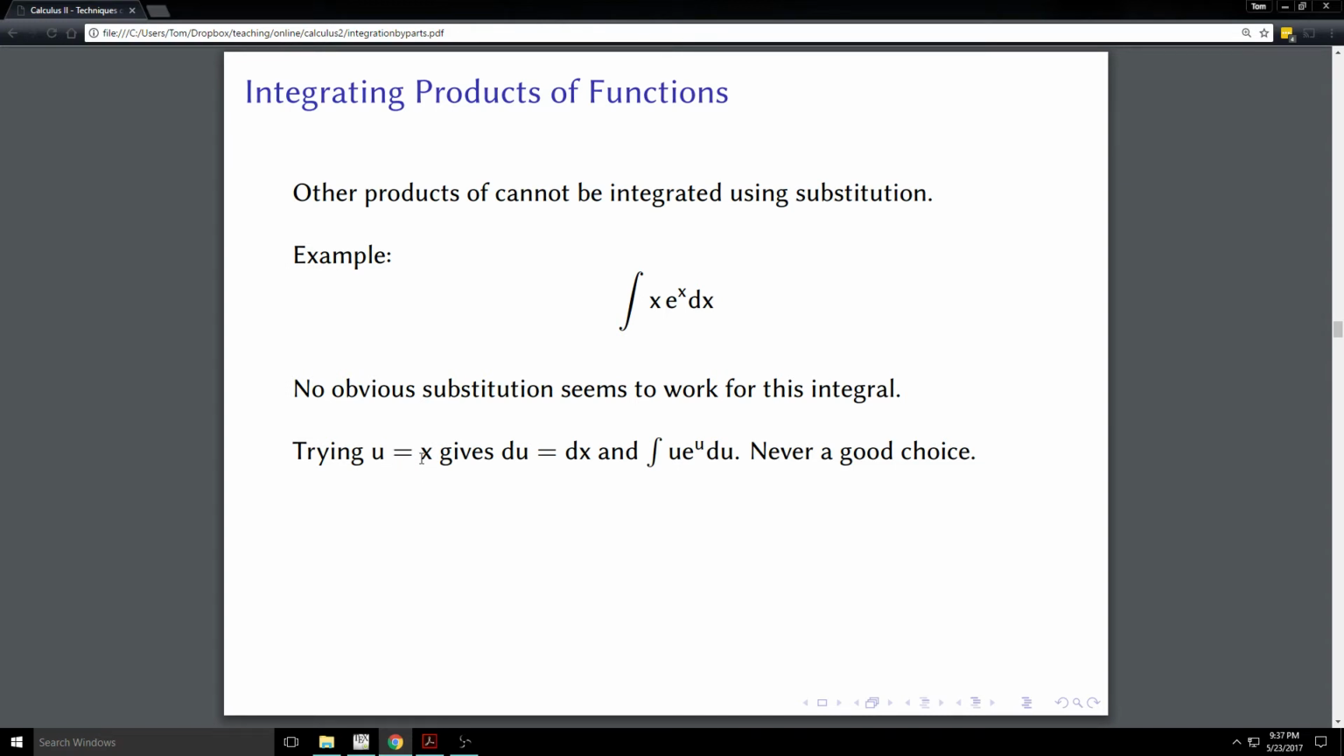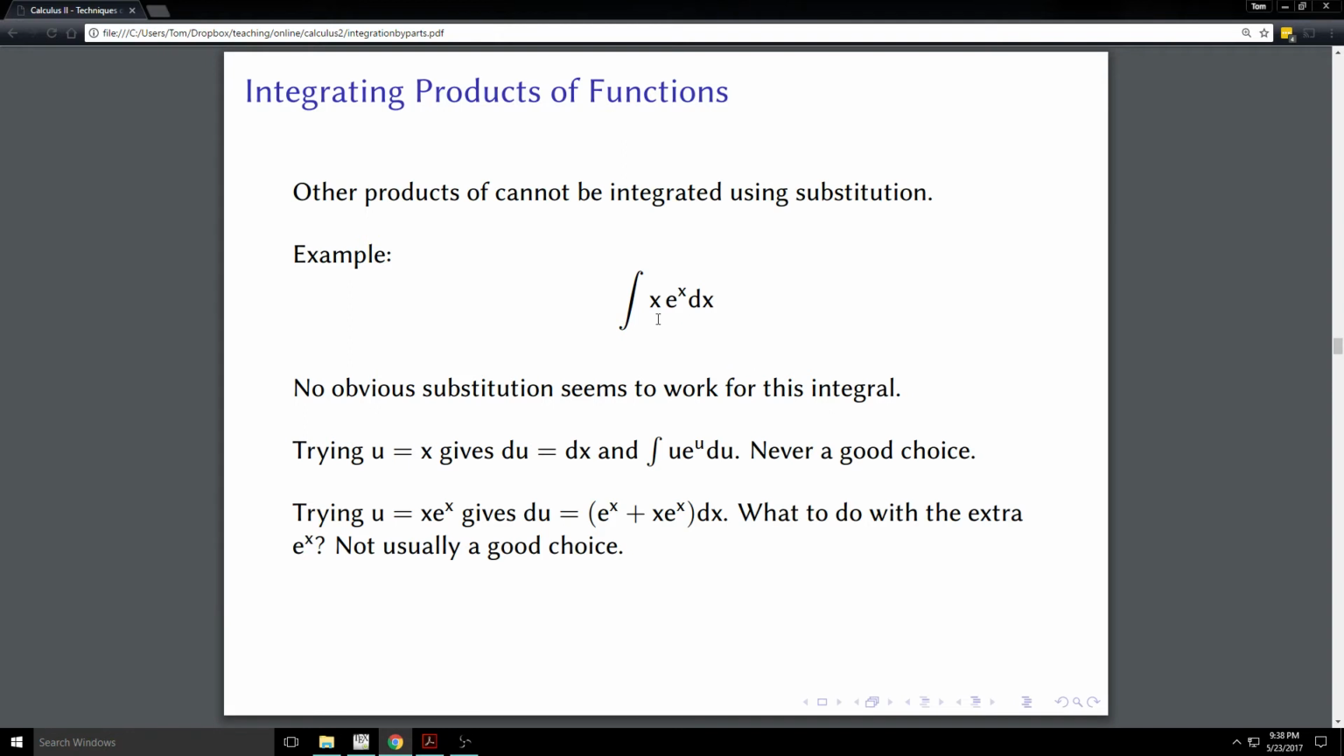For u equals x, you get du equals dx, and then when you substitute, you get the integral of u e to the u du. If you look at it, that's really not going to help you. It's not any simpler than what you started with. In fact, all you did was change every x over to a u. The goal of substitution is that you should wind up with a simpler integral than you started with. So that's never a good choice. If you can do this one, you could have done it without doing that work.